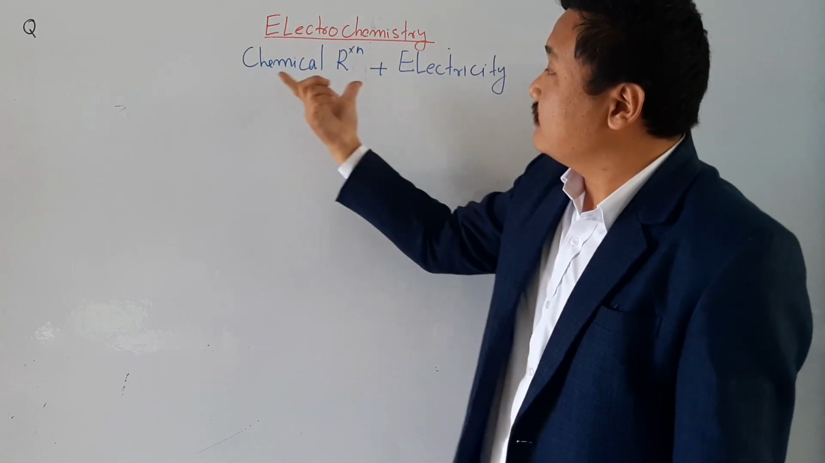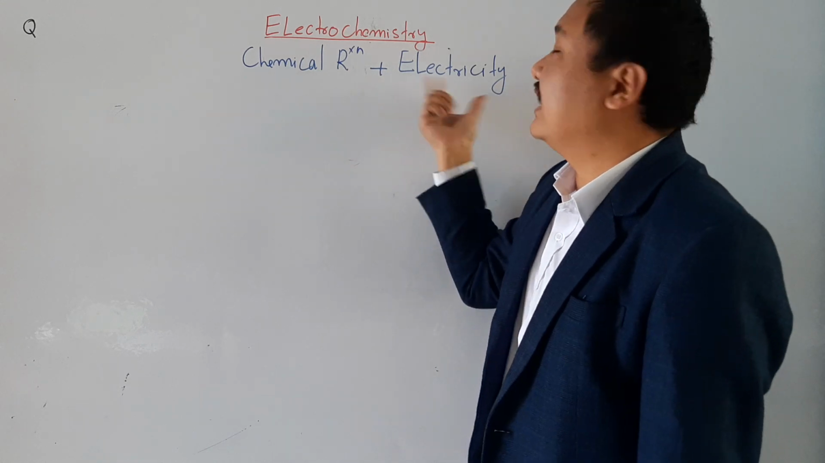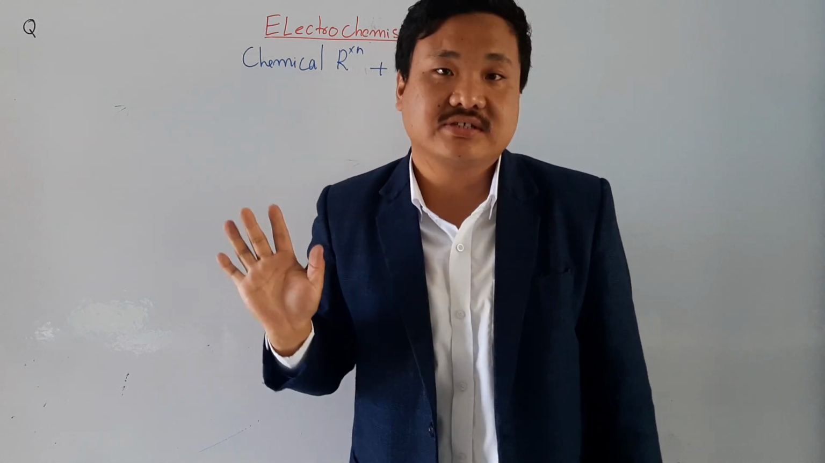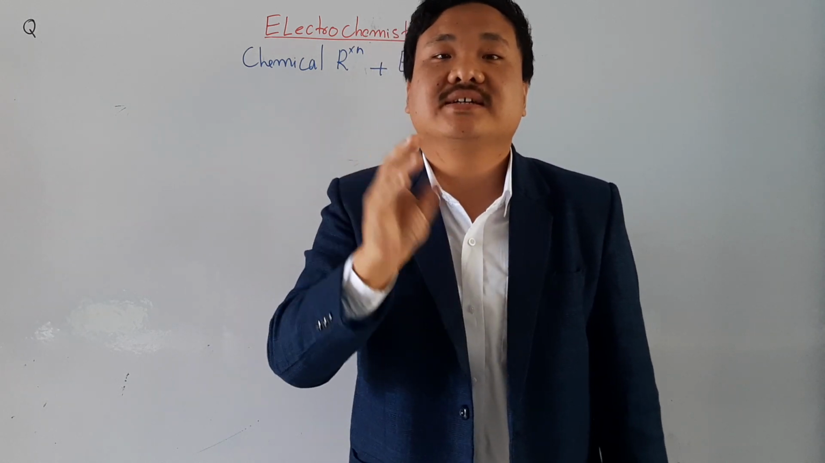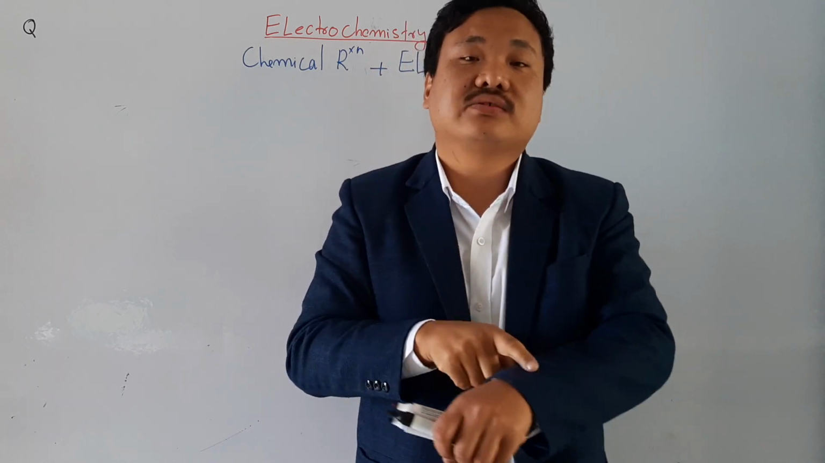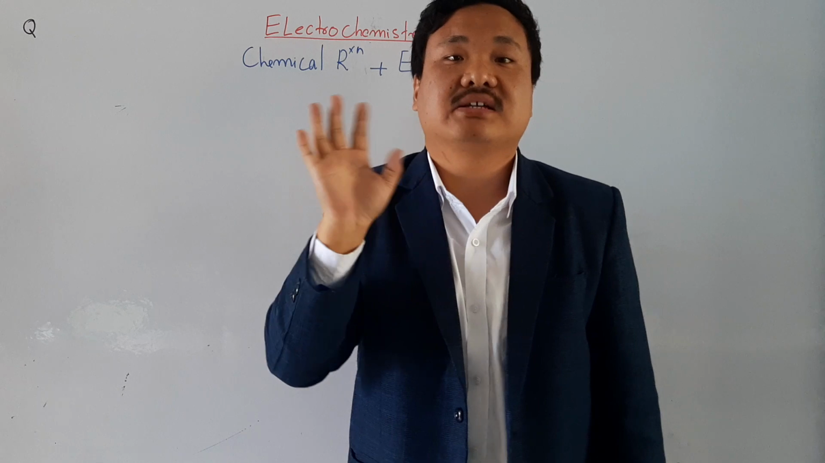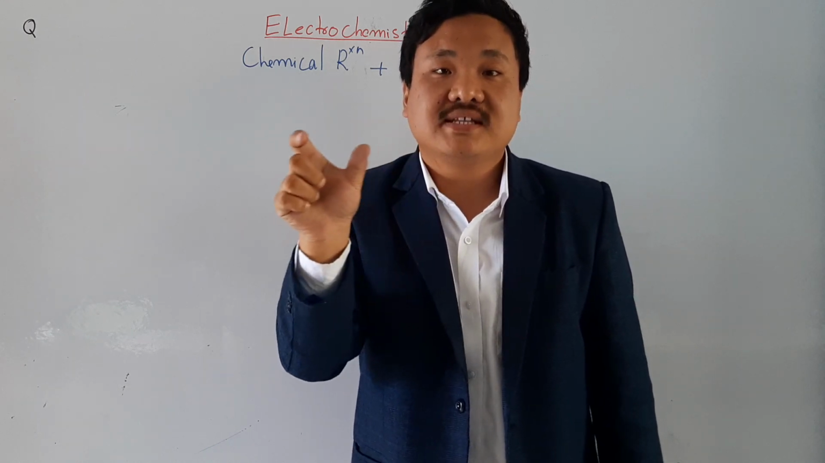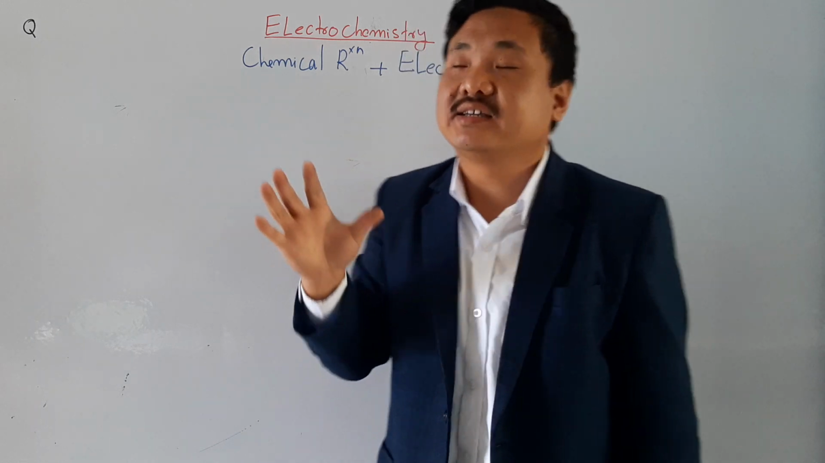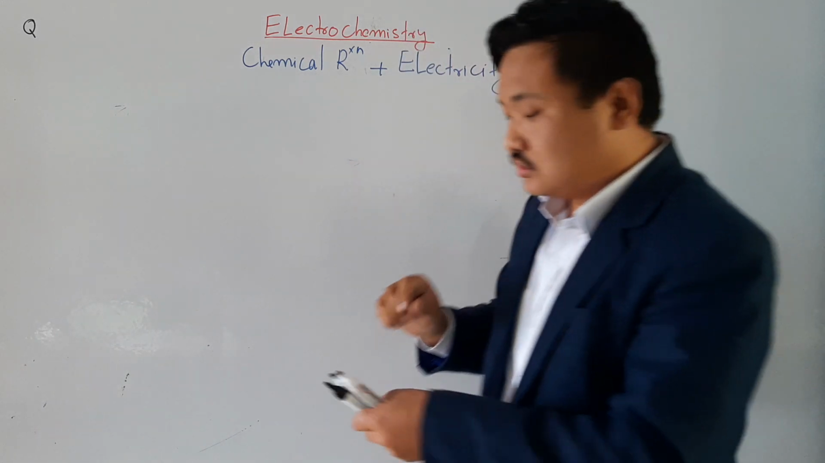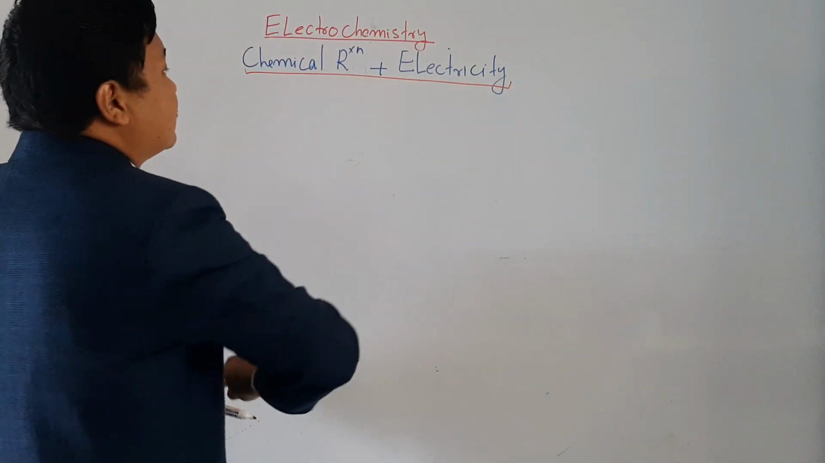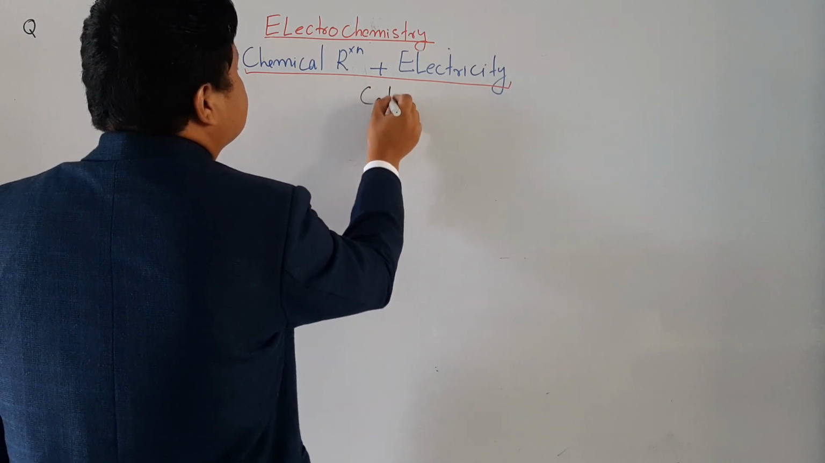So chemical reaction and electricity. Where do we find chemical reaction as well as electricity? We find this in cells, isn't it? We find cells like a battery, wristwatch, wall watch, etc., in which there are so many batteries, in which there is a chemical reaction and that gives us electricity. So we find all this chemical reaction and electricity in cells.